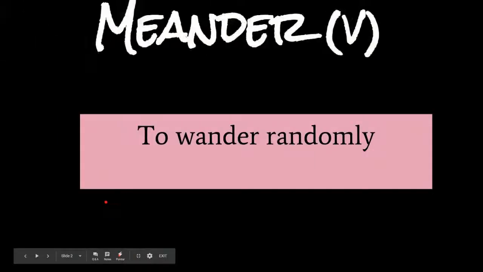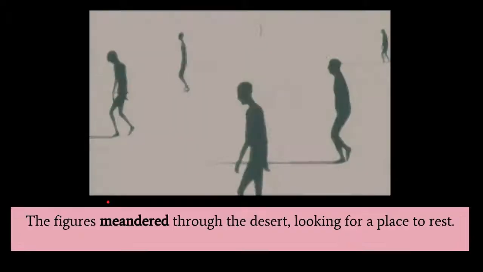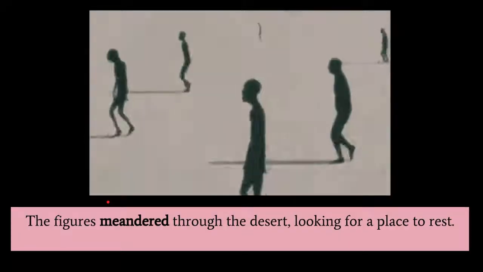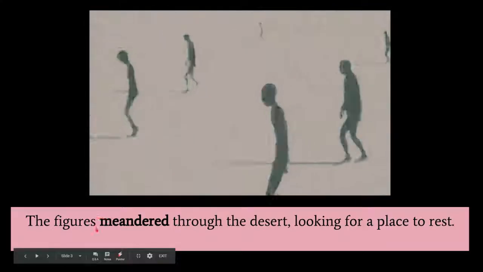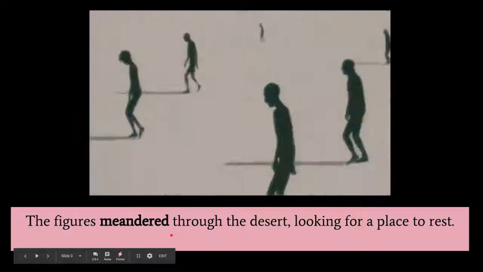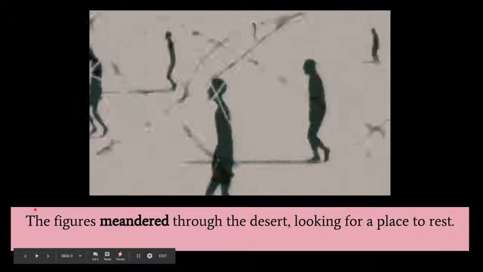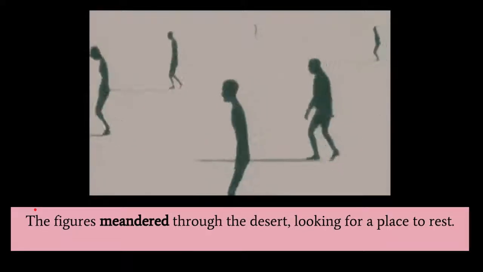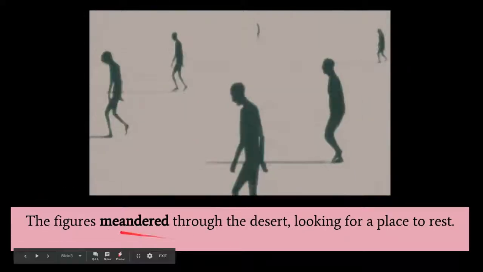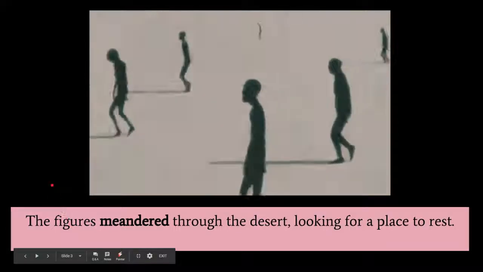So for your first word, we have meander, which is a verb, and it means to wander randomly. The figures meander through the desert looking for a place to rest. So meander has connotations of aimlessness and hopelessness, and you can kind of see that in the image, where it has a very dire tone to it. So keep that in mind when you use meander. It has a very negative connotation to it.